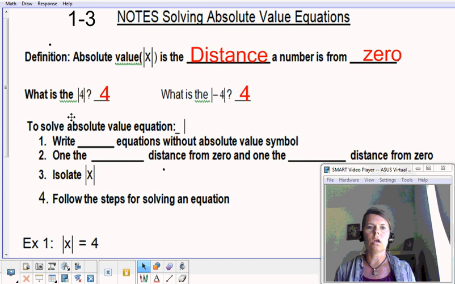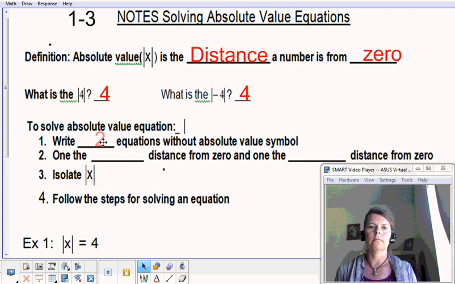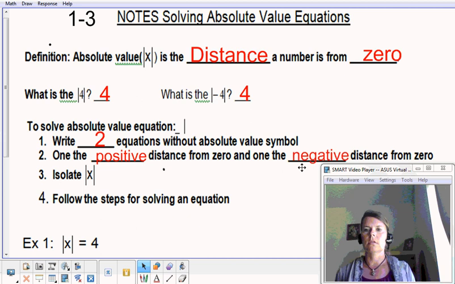Okay, so to solve an absolute value equation, here's the steps. There's 4 steps. You write 2 equations. One is the positive side of the number line. This says positive distance. Of course, all distance is positive, but the point is it's on the positive side of the number line. And 1 is on the negative side of the number line. And again, it says negative distance, but distance can't be negative. You're really just on the negative side of the number line from 0.